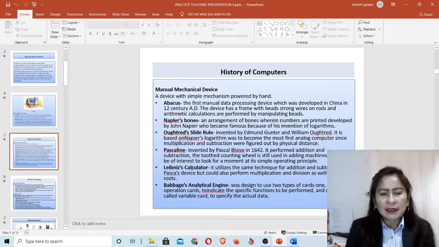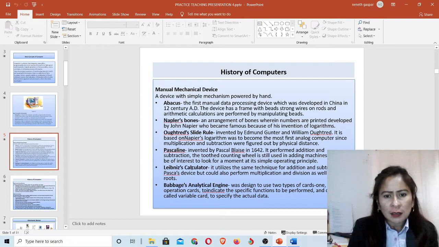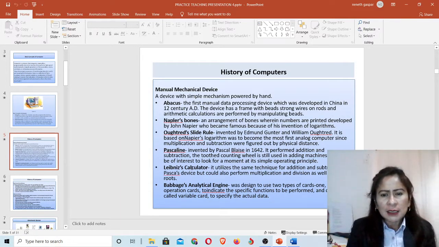Next, the Pascaline. The Pascaline was invented by Blaise Pascal in 1642. It performed addition and subtraction. The toothed counting wheel is still used in adding machines, and it may be of interest to look for a moment at its simple operating principle.